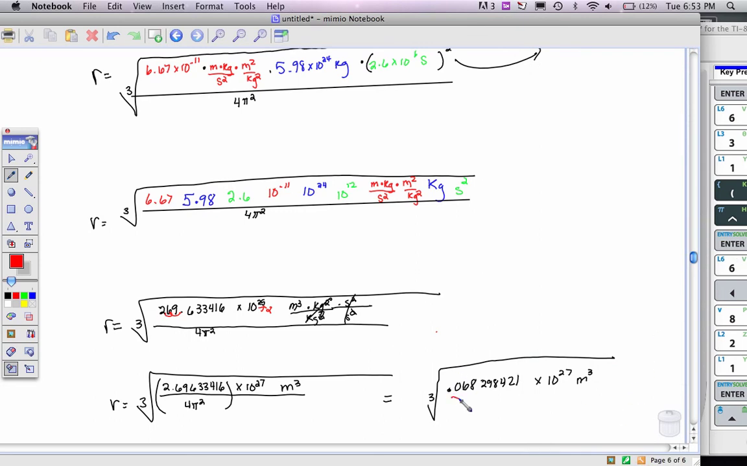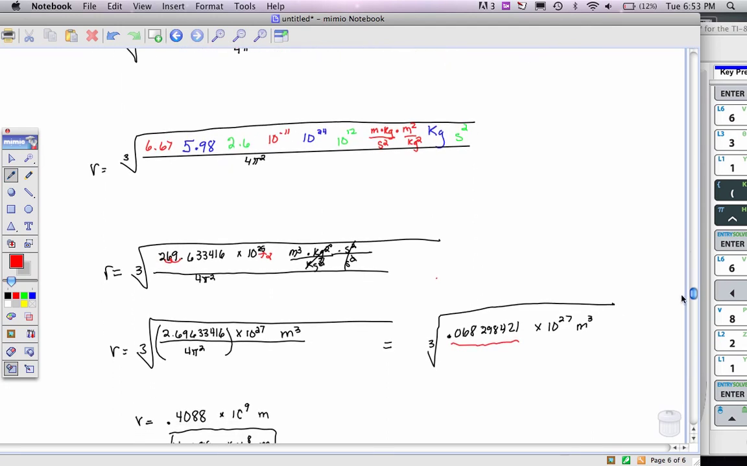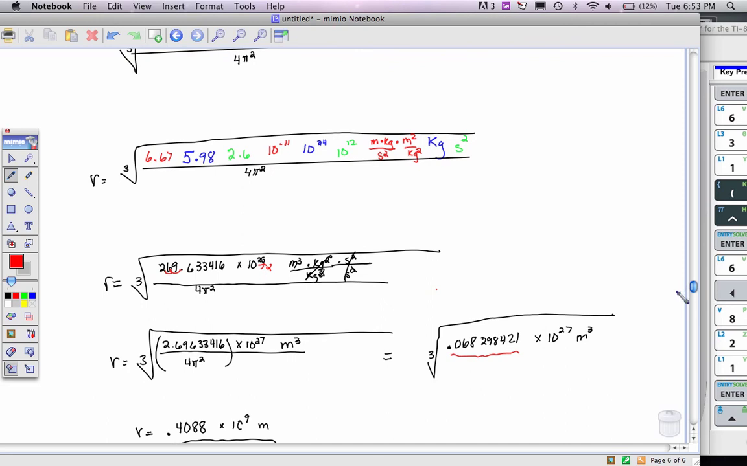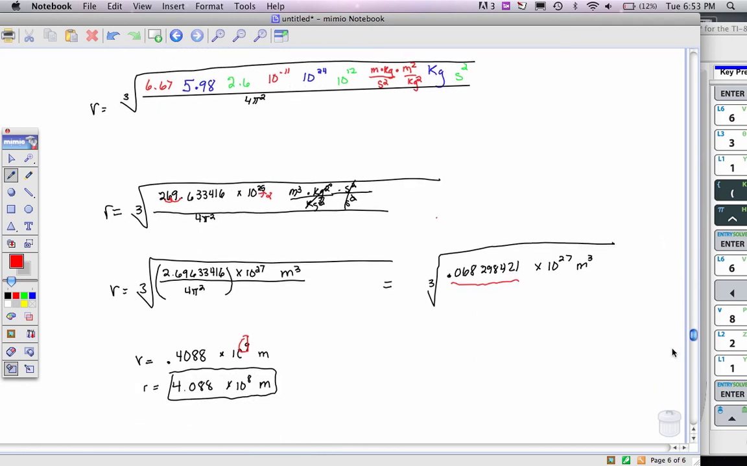Now, the cube root of this decimal right here is equal to 0.4088 times 10 to the 9th. The way I get times 10 to the 9th is I took 27 divided by 3, and how I got just m, I took 3 divided by 3, which is 1.